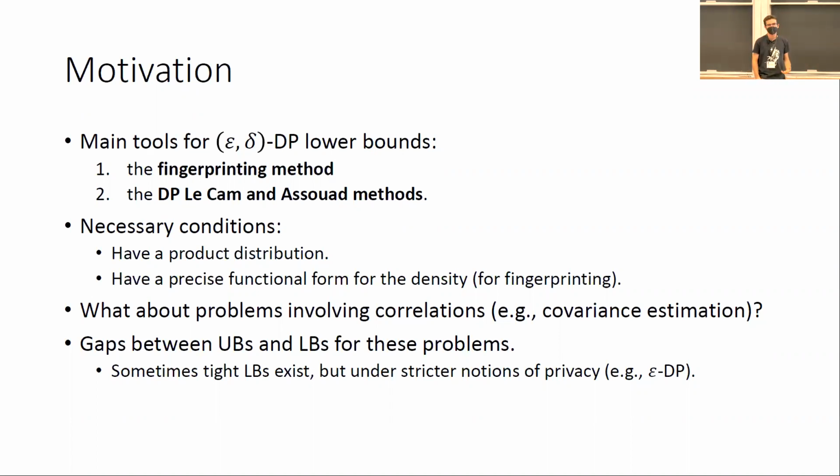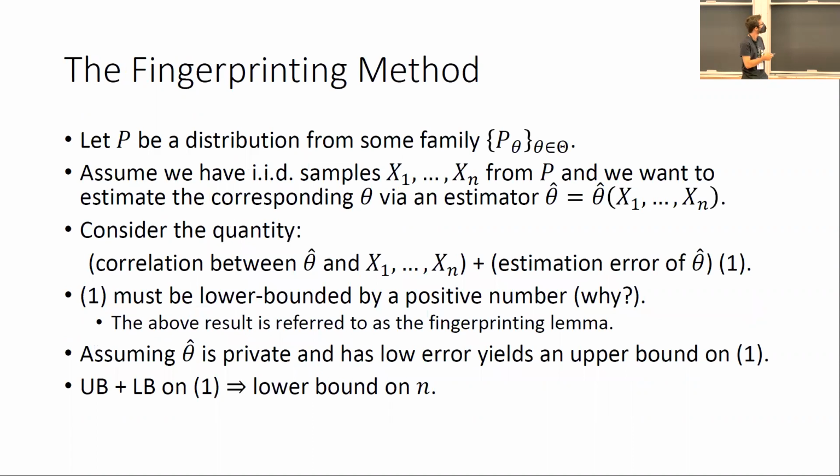However, there may be some problems where it's necessary to have correlations for the problem to make sense. One such problem is covariance estimation. In such cases, we had gaps between the known upper and lower bounds. And also in some other cases, we had lower bounds, but they were under stricter notions of privacy, like pure differential privacy. So let's talk a bit about the fingerprinting method, which is really going to be the focus of this presentation.